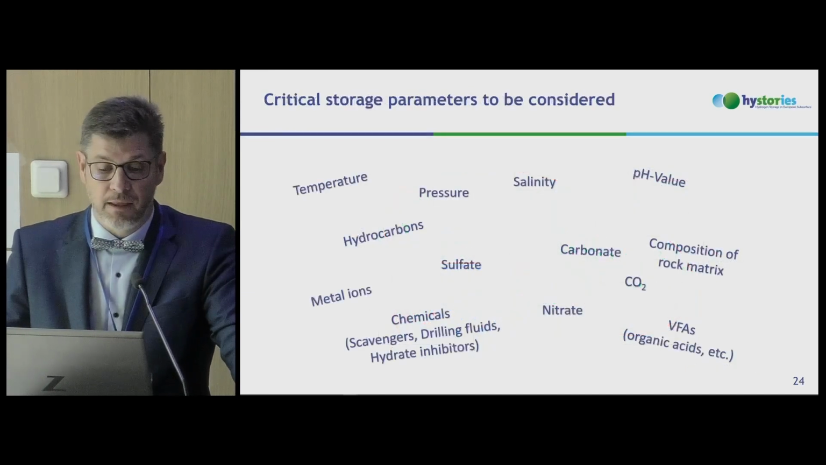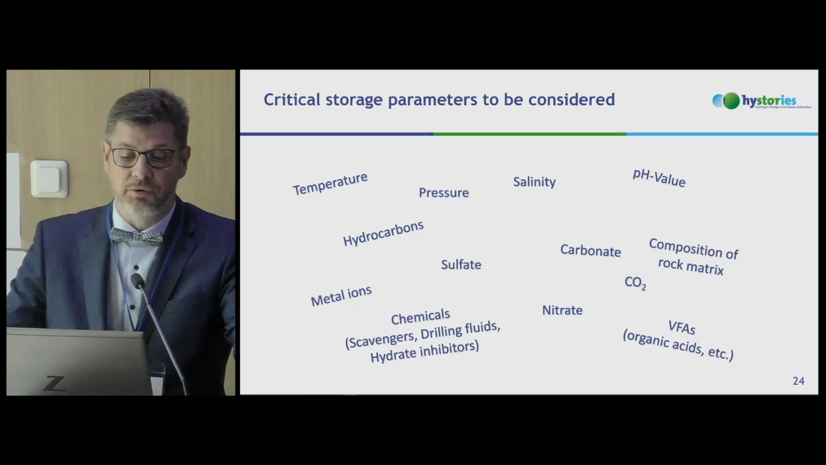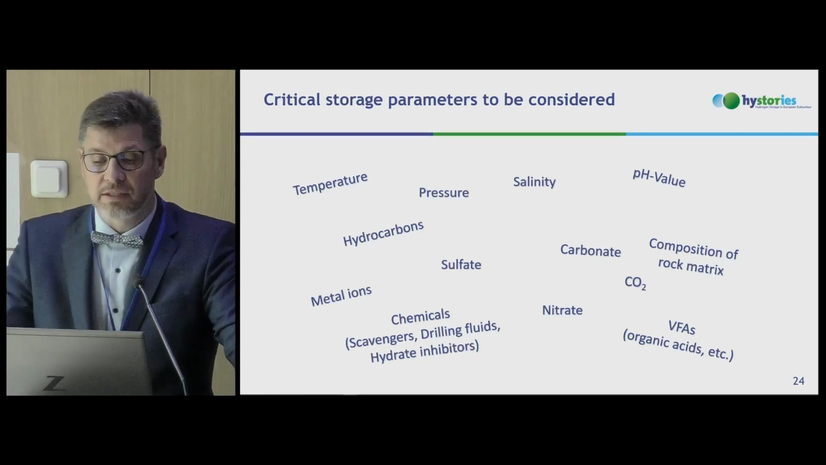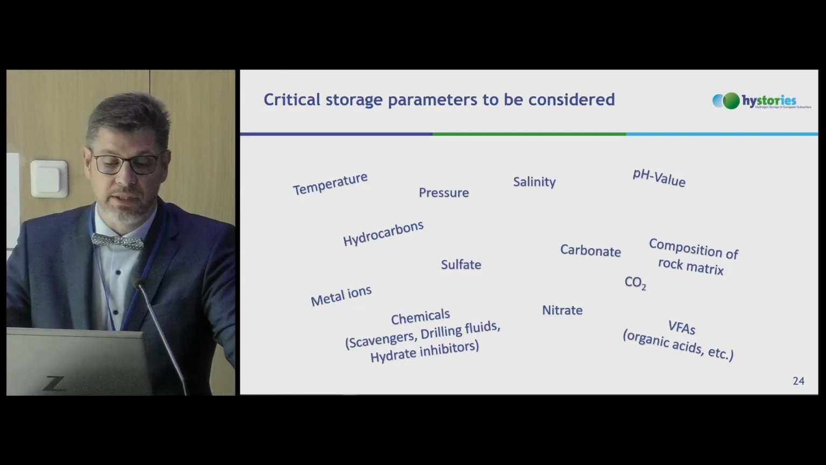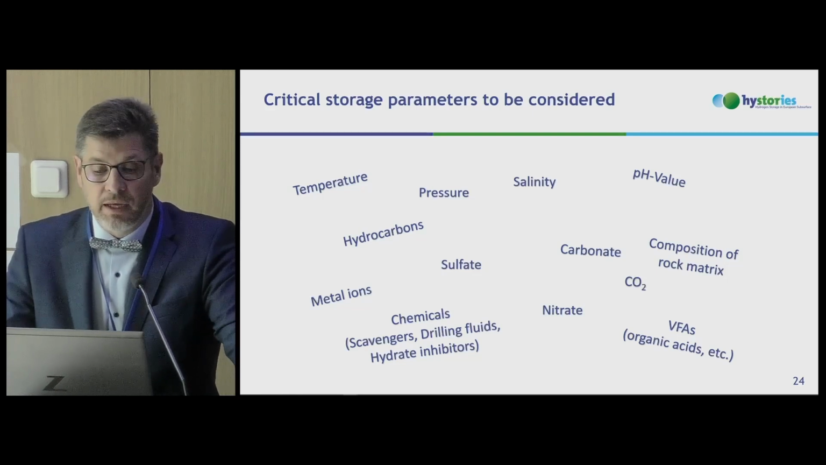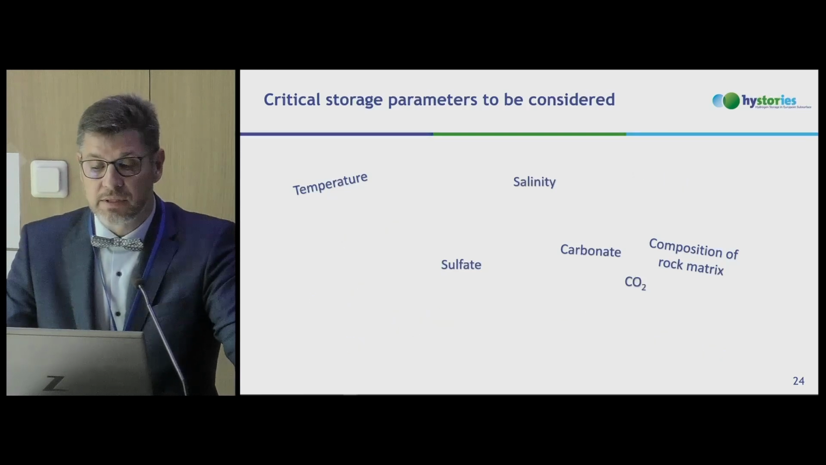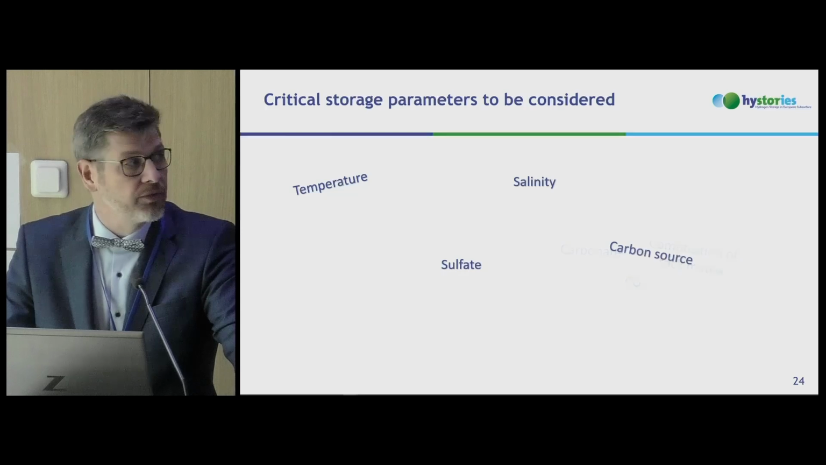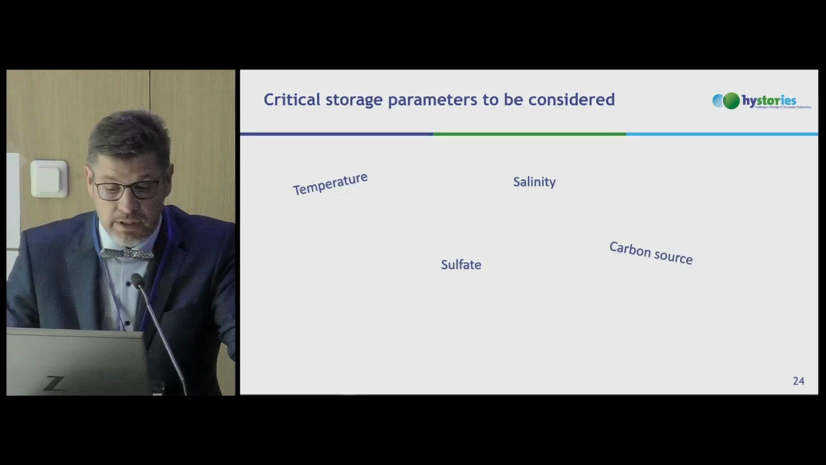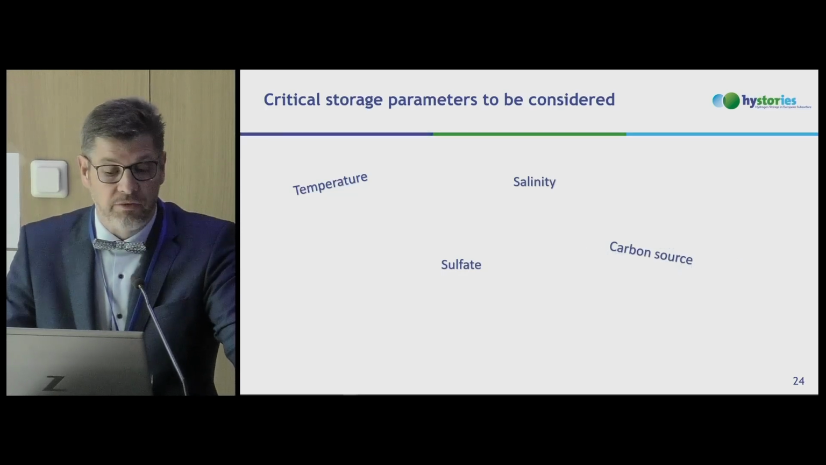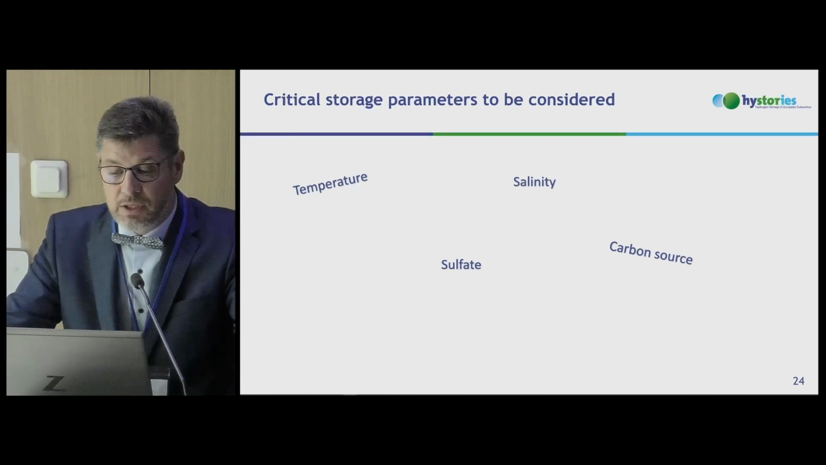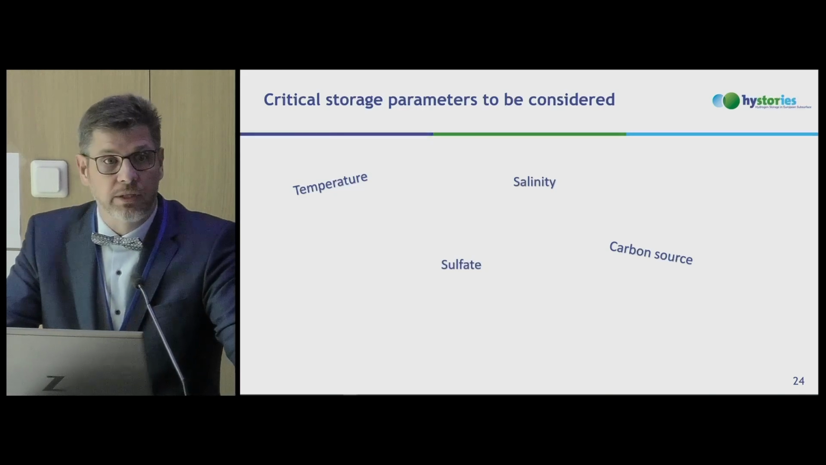For an initial basic risk assessment, from our point of view, it's not necessary to determine all storage parameters in detail. Some storage parameters that do not limit the microbial activity are of secondary importance for the initial risk assessment. We have found that four key parameters are crucial for the initial evaluation of an underground storage: temperature, salinity, sulfate content, and the availability of a carbon source. The advantage of this selection is that for many geologic structures, this information is already available.